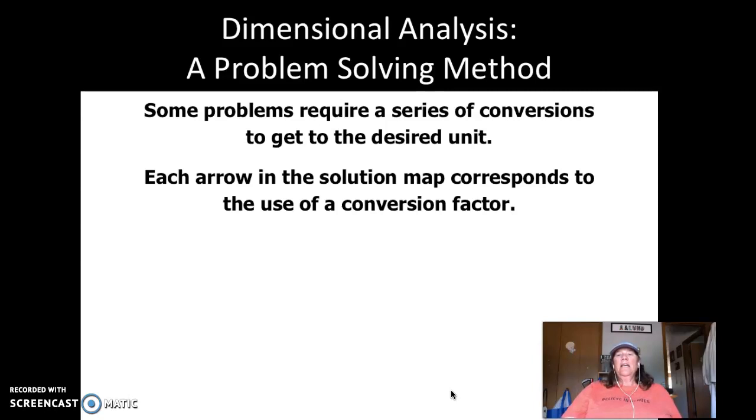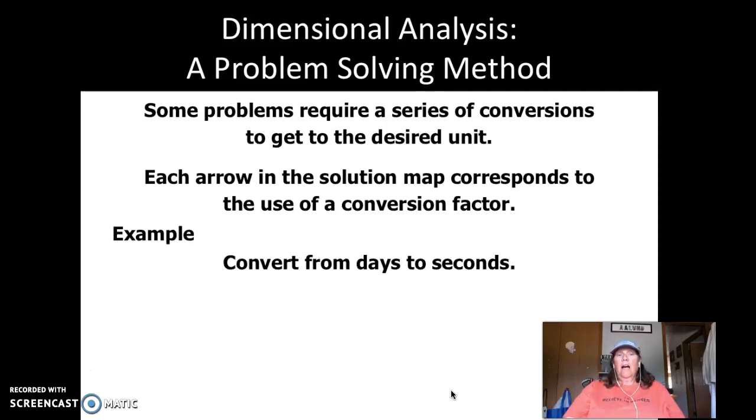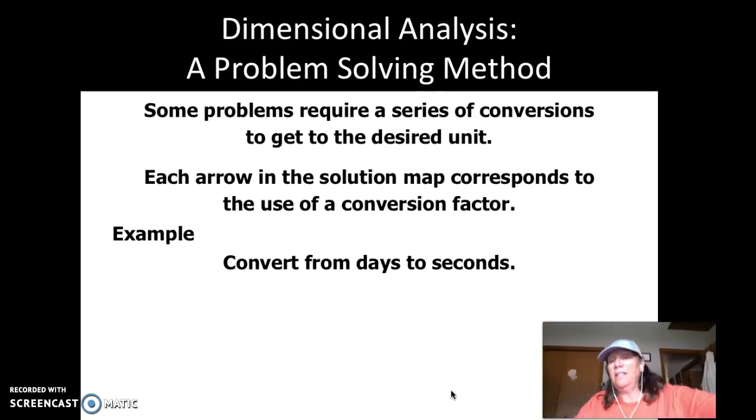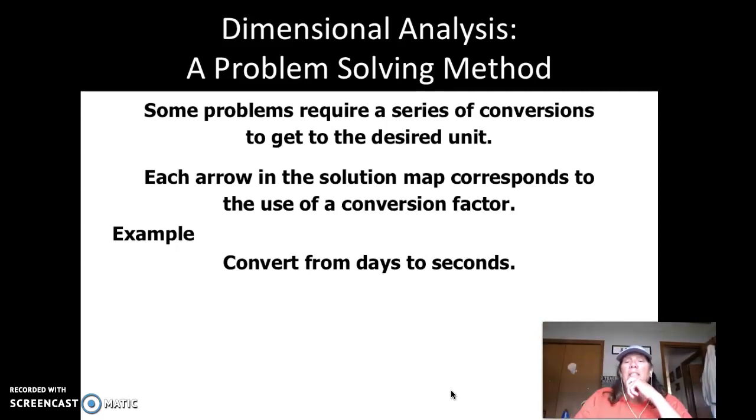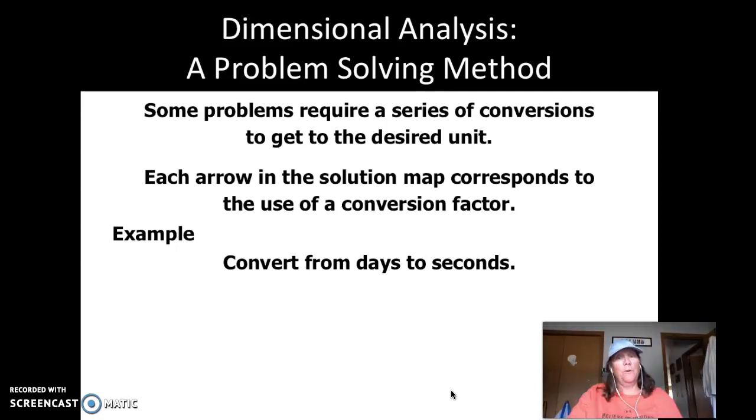Whenever you're using dimensional analysis, remember there's a series of conversions, and I just talked about that. It's not always just one. Sometimes you have to do 2, 3, 4. It just depends on what you're converting. Okay. If I want to do days into seconds, does anybody know how many seconds there are in a day? Well, offhand, no, but I can figure it out.